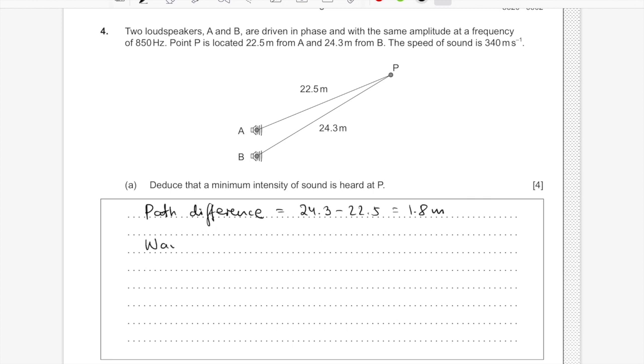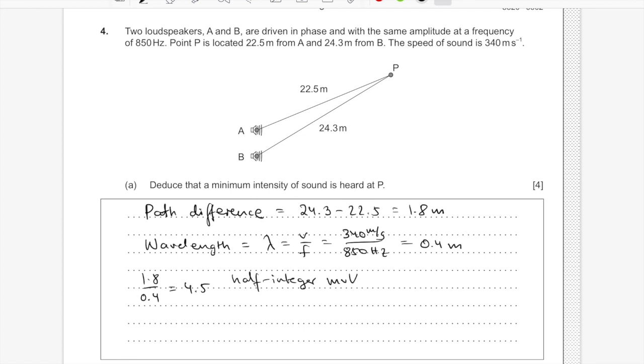That has to be compared with the wavelength of the sound wave, so we can work out the wavelength using the wave speed formula. We know the speed of the sound and the frequency, so we get a wavelength of 0.4 meters. And then we need to compare these two, of course, how many wavelengths fit into that path difference. Take the ratio and we get this half integer, 4.5, so that's a half integer multiple of the wavelength, so we know we're going to have destructive interference and therefore a minimum intensity.